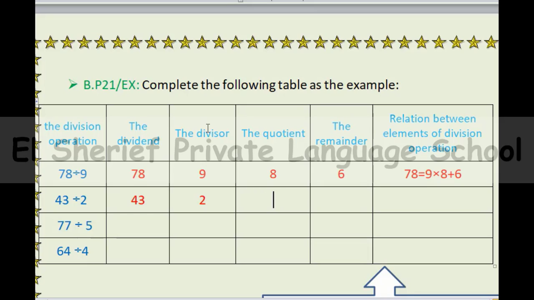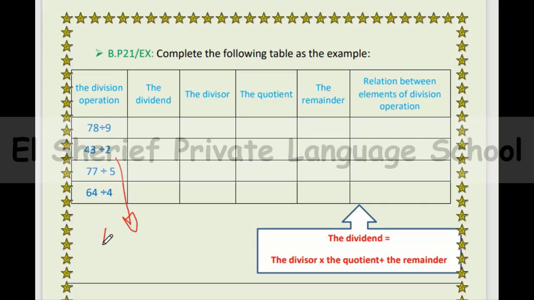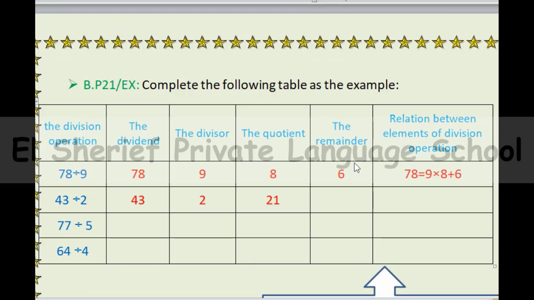Okay, so 42: we start from the largest place value. 42 divided by 2, we start from the largest place value. 4 divided by 2 equals 2, and 2 divided by 2 equals 1, so the result equals 21. And 43 minus 42, the remainder equals 1.